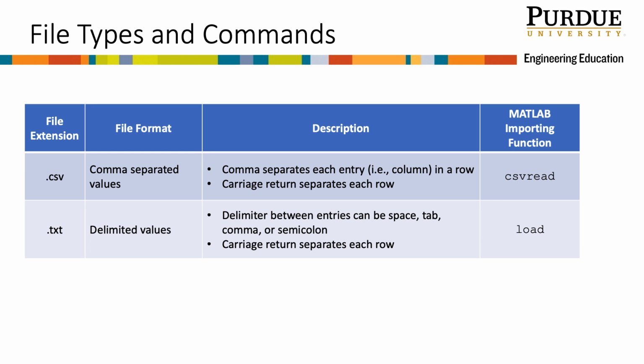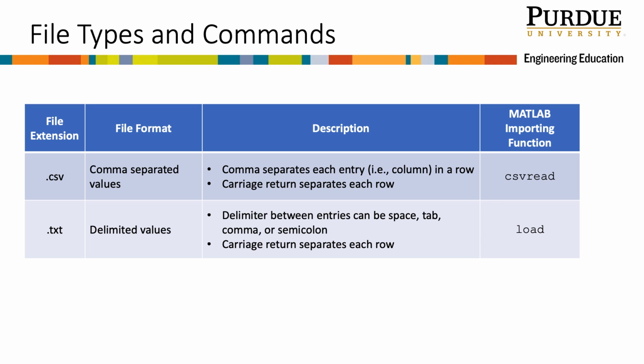Data in these files can be stored in rows and columns using delimiters to separate one value from the next. In a CSV file, the values must be separated by commas. In a TXT file, the values can be separated by spaces, tabs, commas, or semicolons.